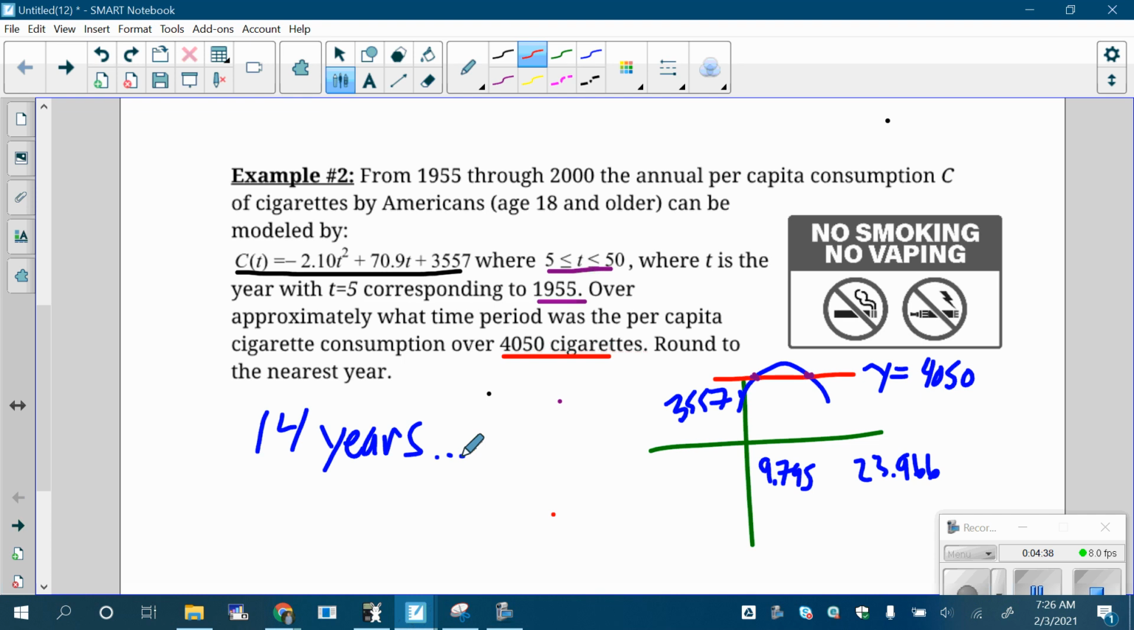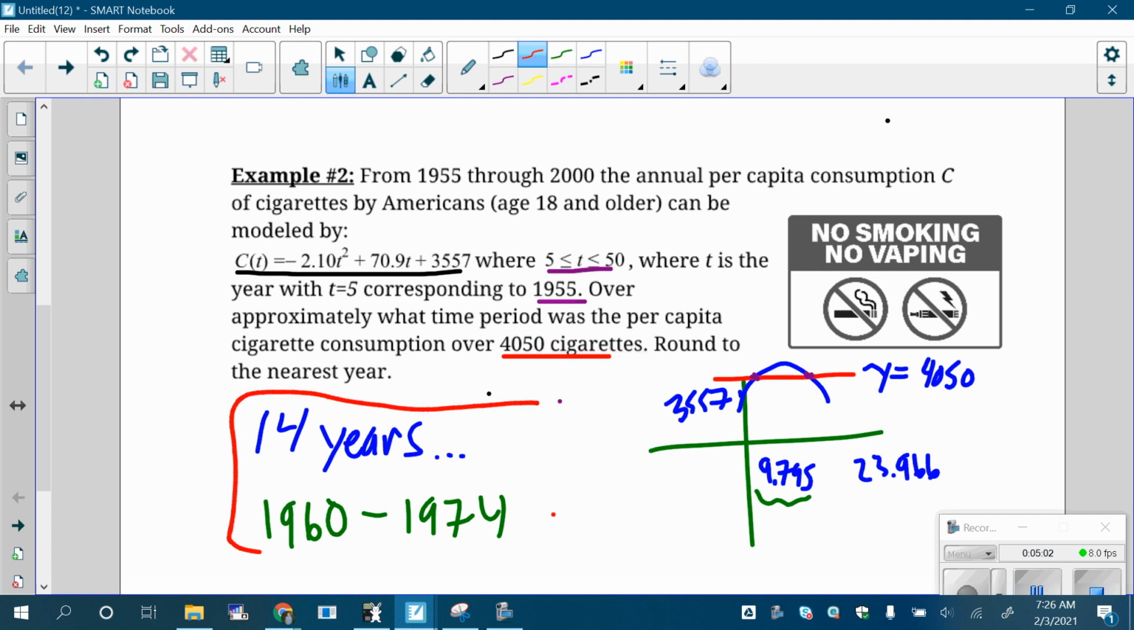One is too many. And if we want to answer the actual years, we could go back to the problem and say t equals 10, if I round that, is 1960. T equals 24 is 1974. So from 1960 to 1974. Okay? Including both of those would probably be a good idea.